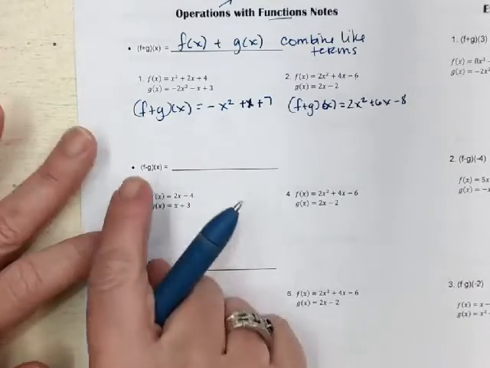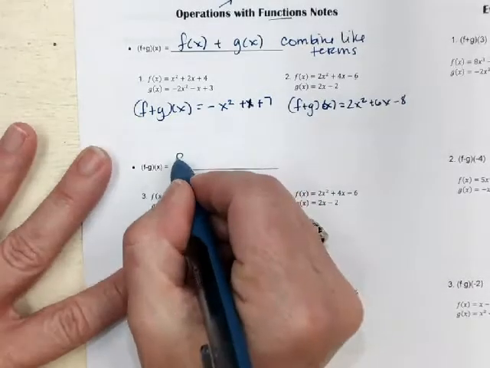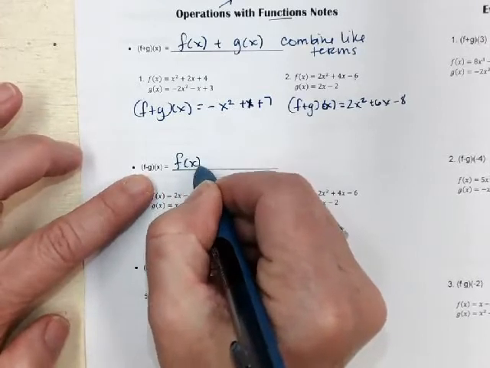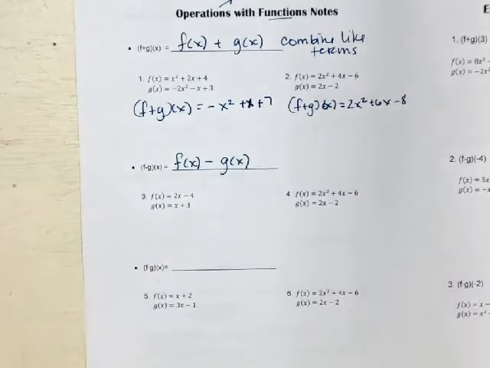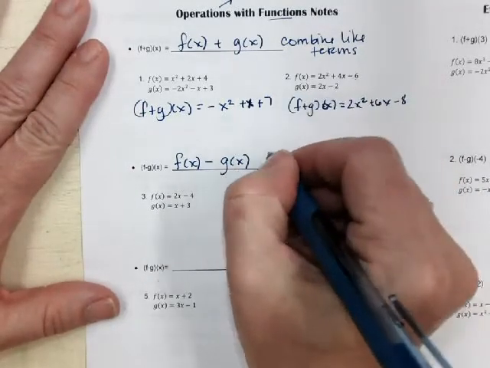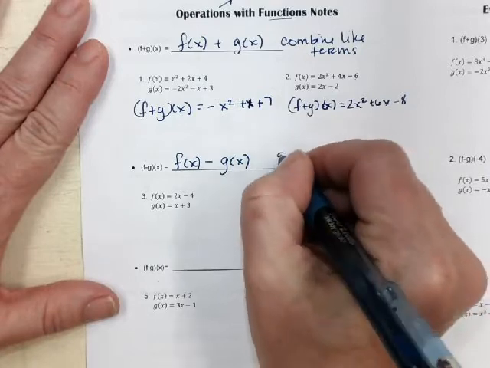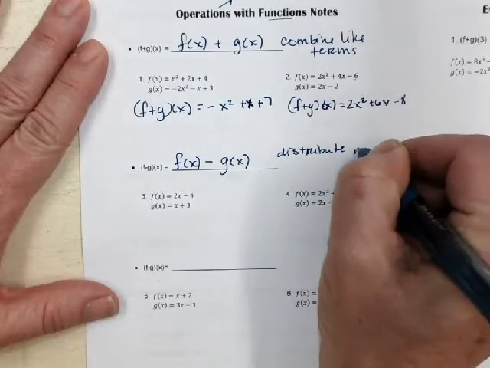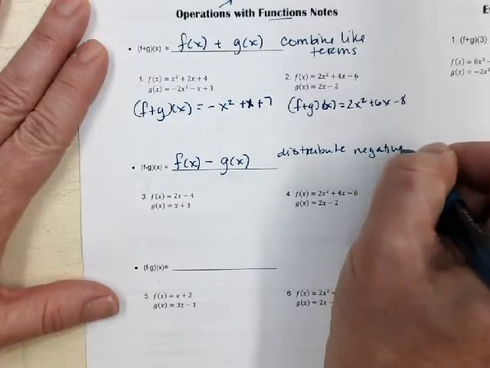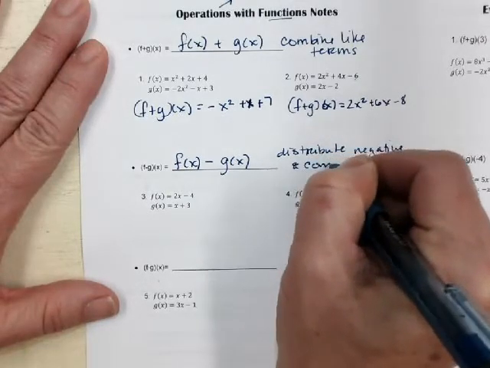F minus g of x means we're going to take the first function. It's got to go in order on this one. And we're going to subtract the second function. So just like with operations on polynomials, you're going to distribute that negative and then combine like terms.